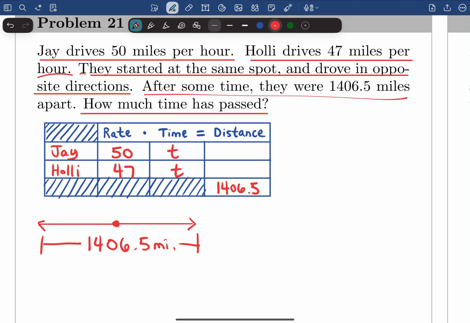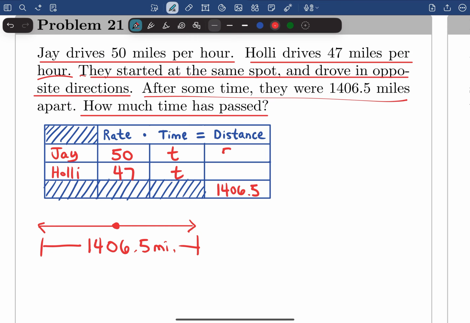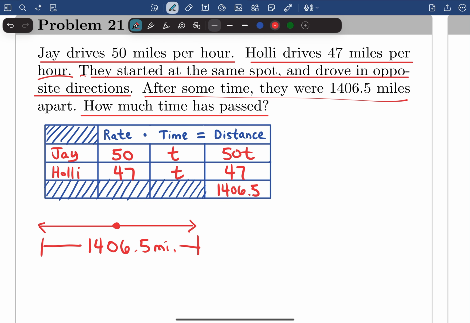Now, remember, rate times time is distance. So I can multiply J's rate times the unknown time, and I get 50t. And then I can take Holly's rate and multiply it by the time and write the total distance as 47 times t.